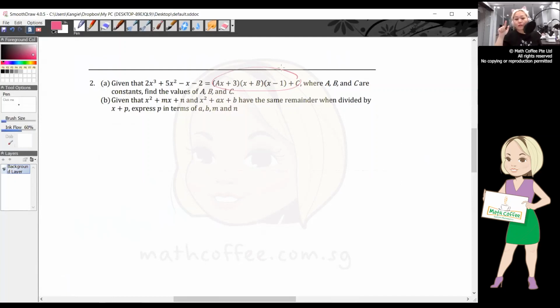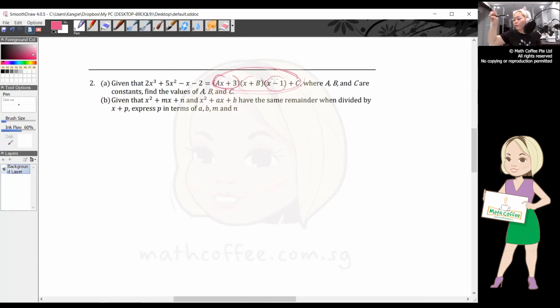So how are you going to solve this? For me, I like to substitute suitable values. Of course, some students like to do compare coefficients. But I don't like to do compare coefficients unless the right-hand side is very straightforward. The right-hand side has 3 brackets for me to expand.